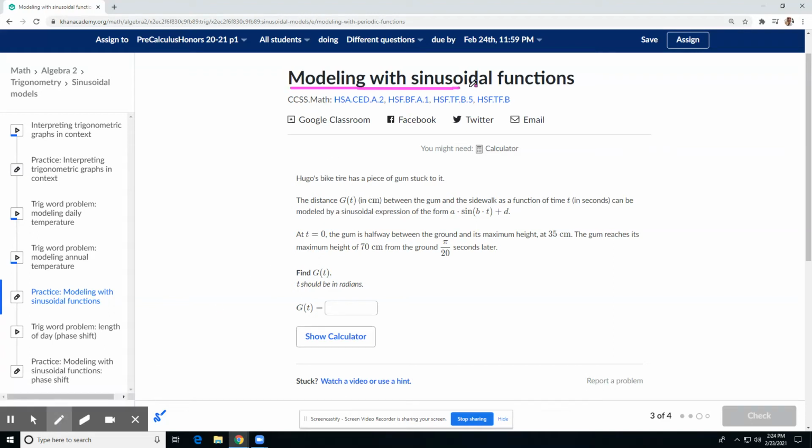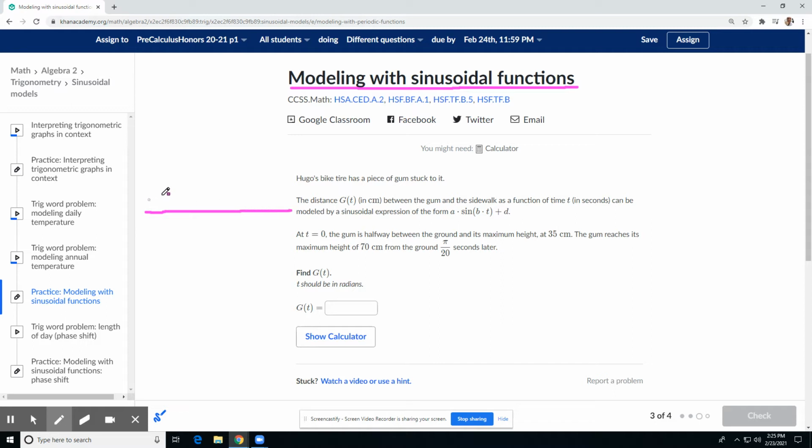We are modeling with sinusoidal functions. Hugo's bike's tire has a piece of gum on it. The distance, g sub t, in centimeters between the gum and the sidewalk as a function of time in seconds can be modeled by a sinusoidal expression of the form a times sine b times t plus d. At time 0, the gum is halfway between the ground and its maximum height at 35 centimeters.